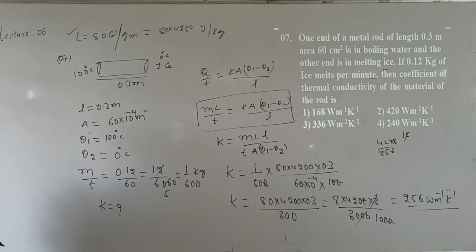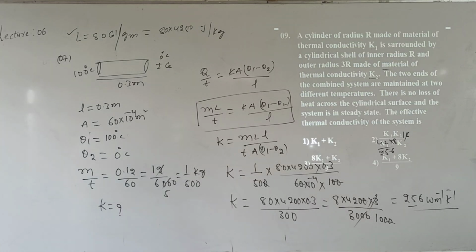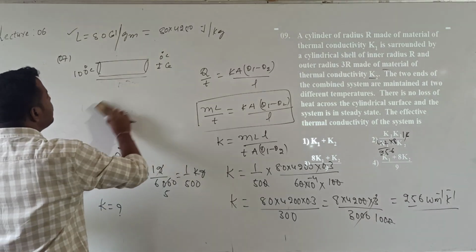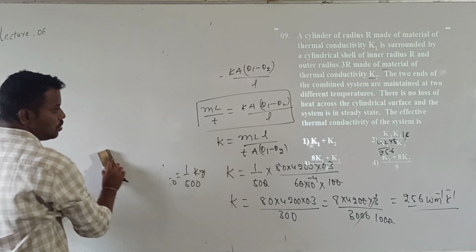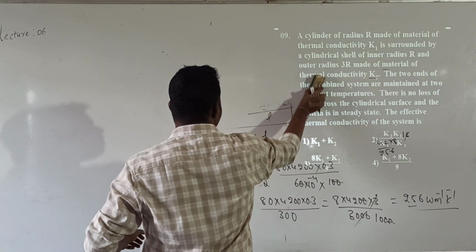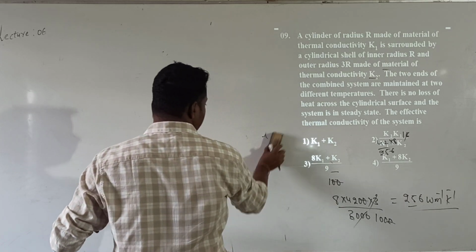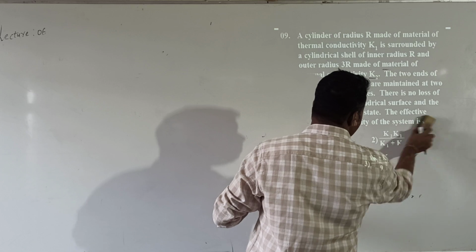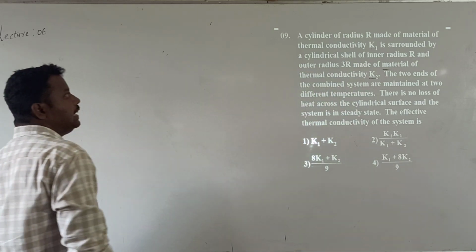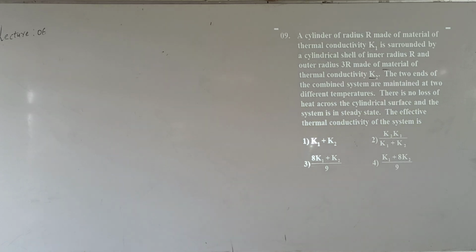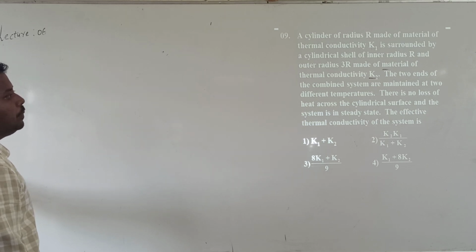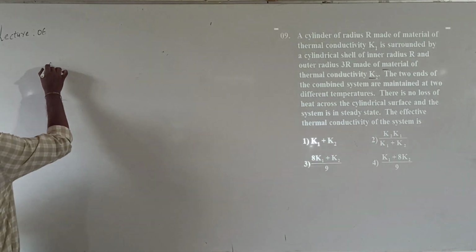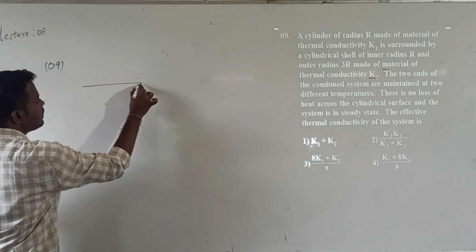Okay? So this is question number 7. Next, question number 9. Important model question number 9. So what is the question they have given? A cylinder of radius capital R made up of material of thermal conductivity K1 surrounded by a cylindrical shell of inner radius small r and outer radius 3r made up of material of thermal conductivity K2. Important question, even a JEE previously given question.